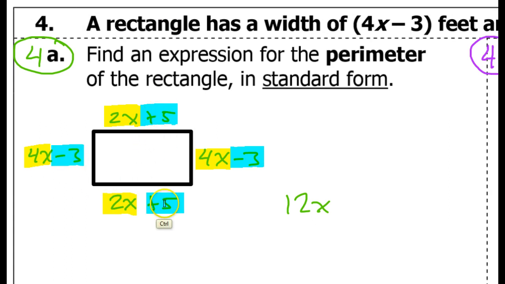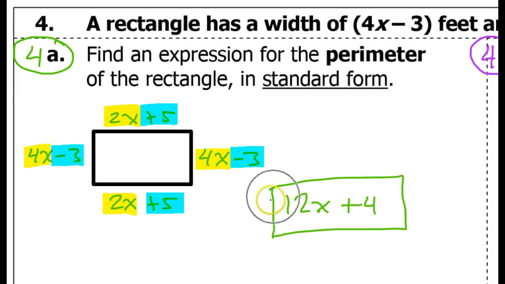Now look at the constants, because these are all like terms. 5 plus 5 is 10. Negative 3 and negative 3 make negative 6. Positive 10 and negative 6 is 4. So this is going to make plus 4. So this should be a nice expression for the perimeter.